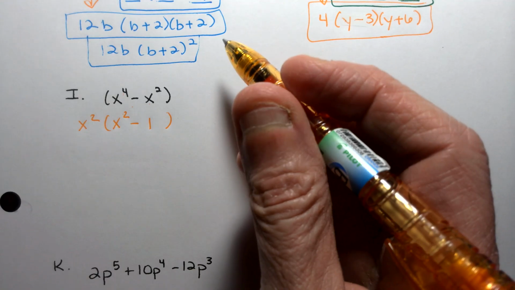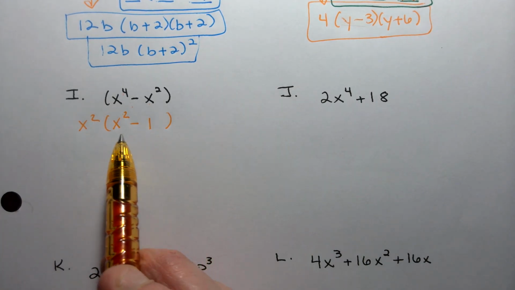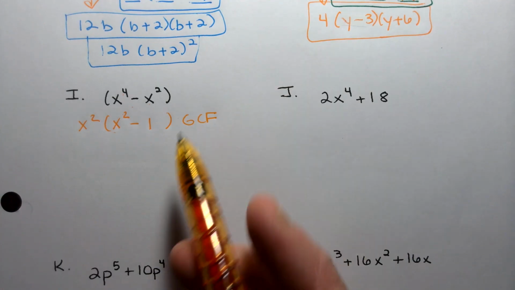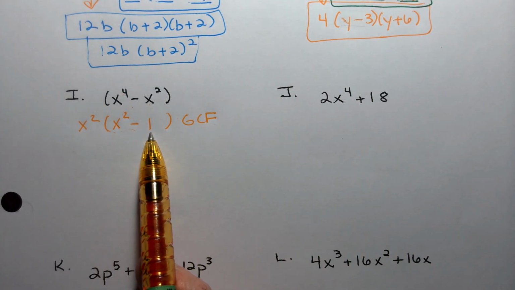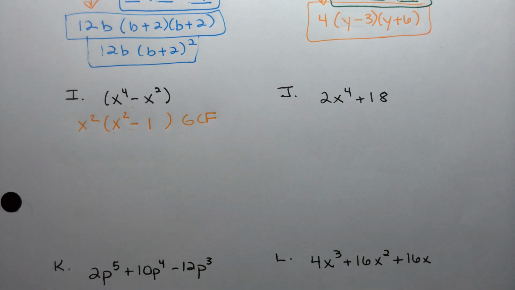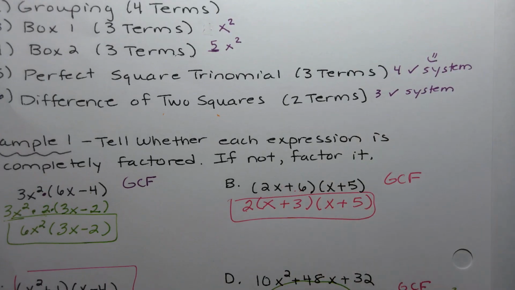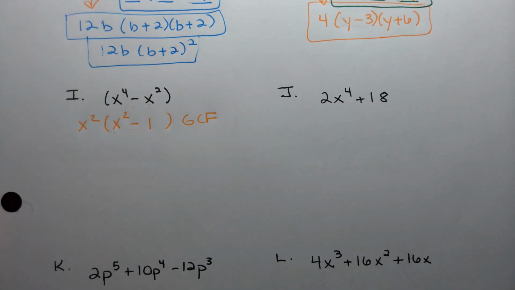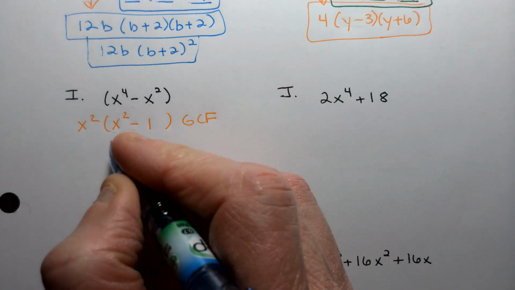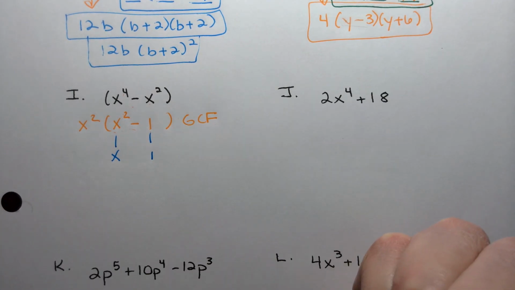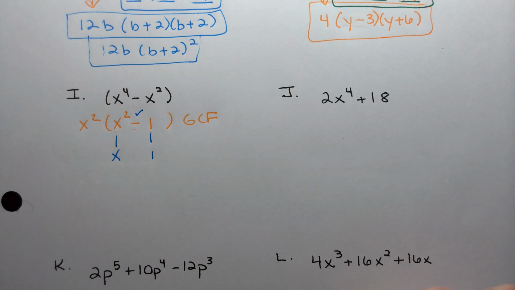Okay, anyway, now we're not necessarily done. So that's GCF. But what we have to do is look inside of here again, and it's still two terms. So we still have either GCF, which we don't have anymore, or the difference of two squares, which is the 3-check system. So let's go ahead and check those. Is that a perfect square? Yeah. Is that a perfect square? Yeah. Square root of 1 is 1. Is that subtraction? Yes. So it definitely is a difference of squares.